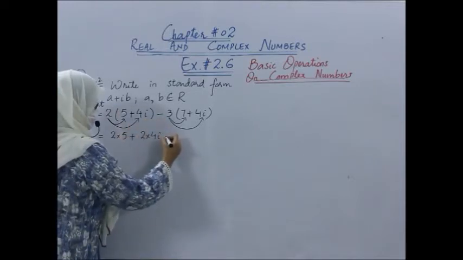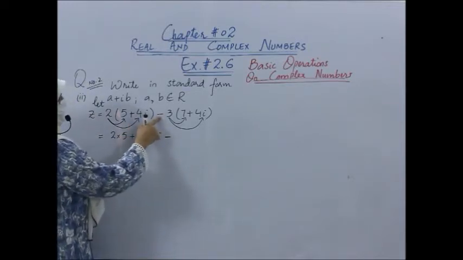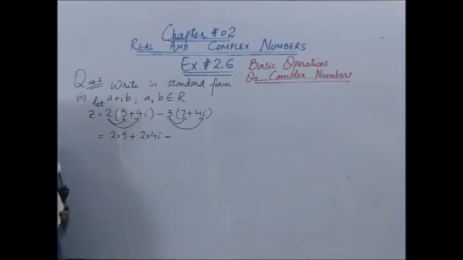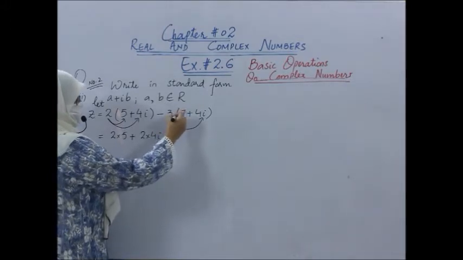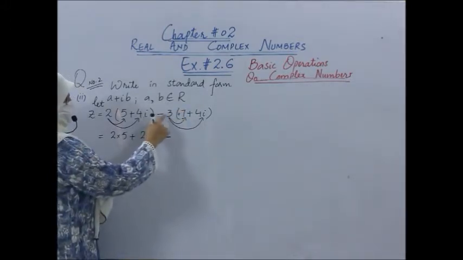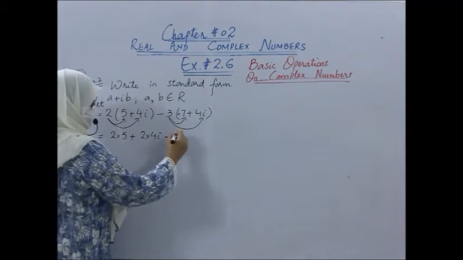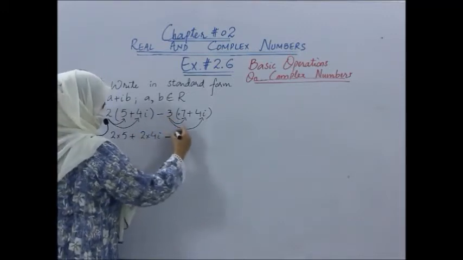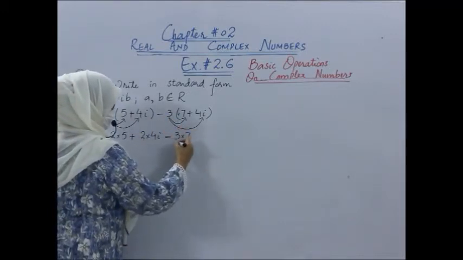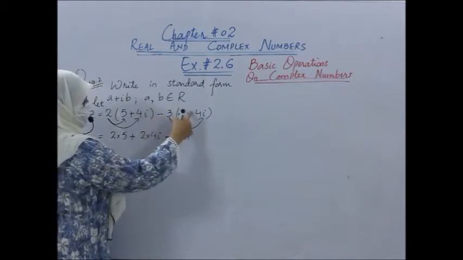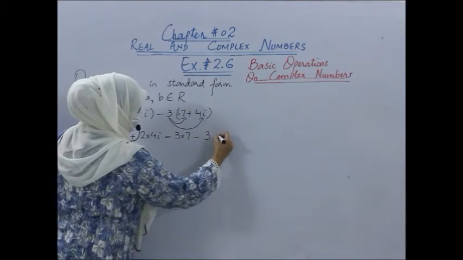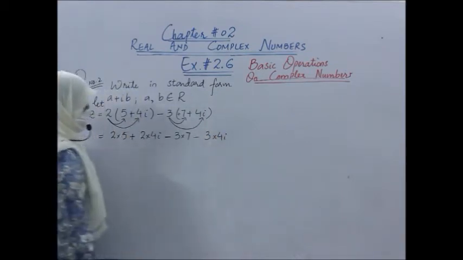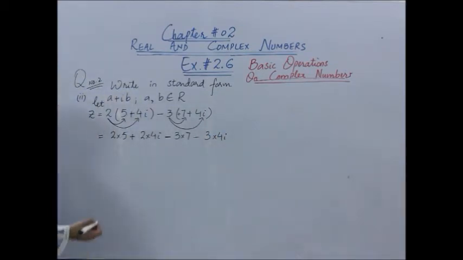Now what about this minus sign? This minus sign will change the sign inside the brackets. Why would it change the sign? Because there is no sign given with the 7, it means the sign with 7 is plus. So when minus is multiplied with plus, it will give you minus. So minus 3 multiplied by 7. Now again minus into plus will give you minus, and 3 into 4 iota. I hope this point is clear to you.